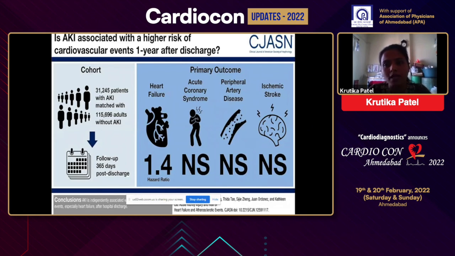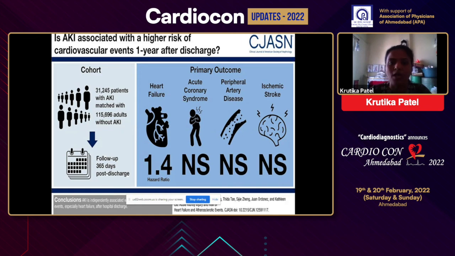One study was performed, published in the Clinical Journal of the American Society of Nephrology, titled: Is AKI associated with higher risk of cardiovascular events 1 year after discharge? They took a large cohort of matched patients with AKI and without AKI. After post-discharge, they followed up these patients after 1 year. After 1 year, they found primary outcomes: heart failure, acute coronary syndrome, peripheral arterial disease, and ischemic stroke. These all are primary outcomes.